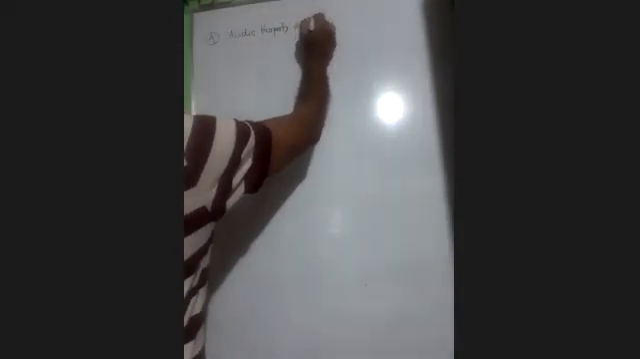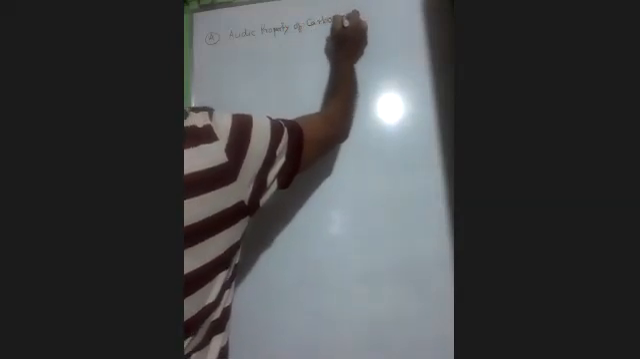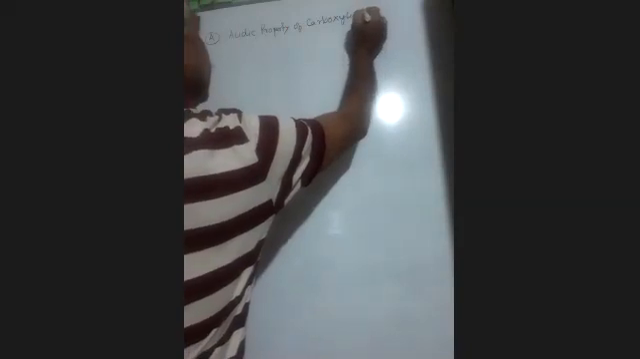So now we are going for the first property, the acidic property of the carboxylic group. Why should the carboxylic group be acidic in nature? Let us see.